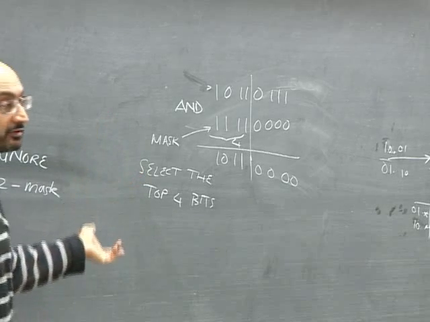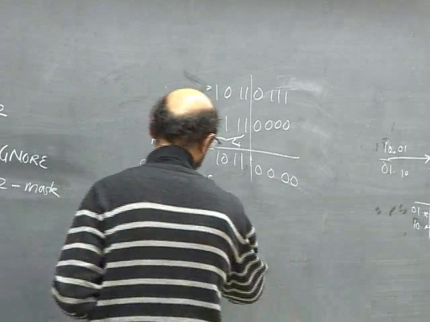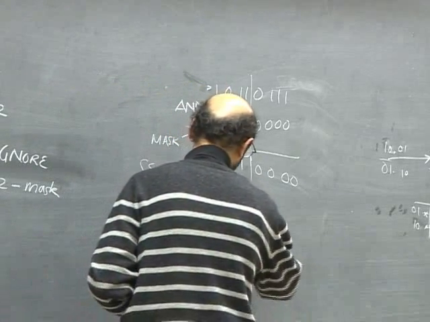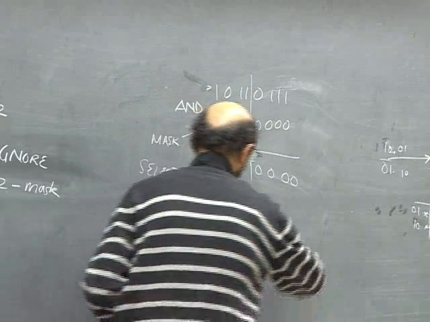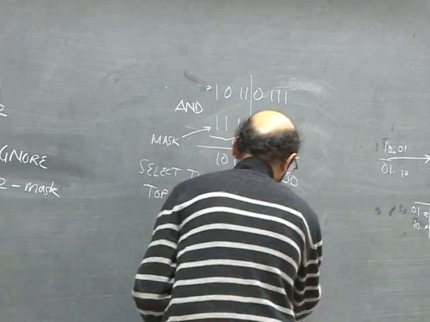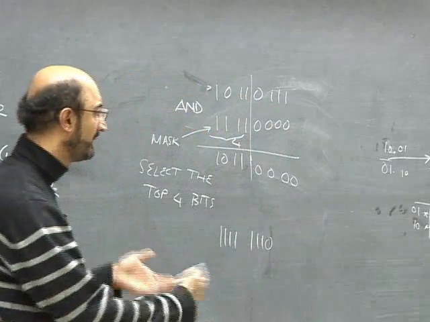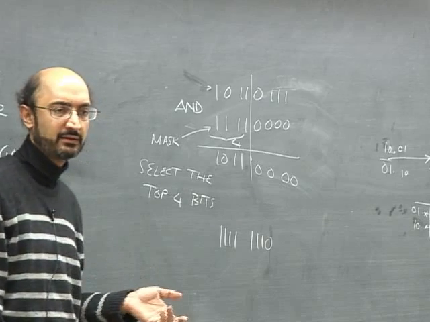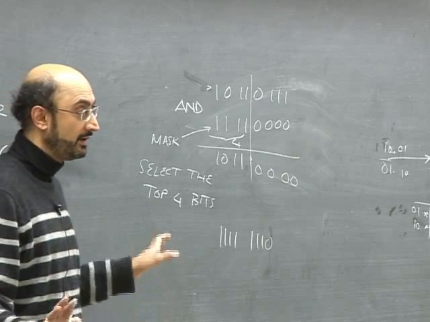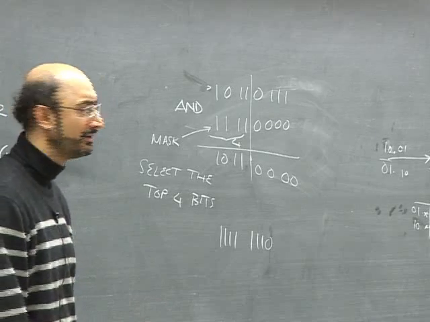How do I say select the top 8 bits? It will be a mask like this. Okay, in this case, it will be 1111 1111. That's select the top 8 bits. On 7 bits, it will be this. It will be select the top 7 bits. It's going to be this one, right? So it's just the number of ones in the mask tells me how many bits I'm selecting. Everybody okay with that? Okay.